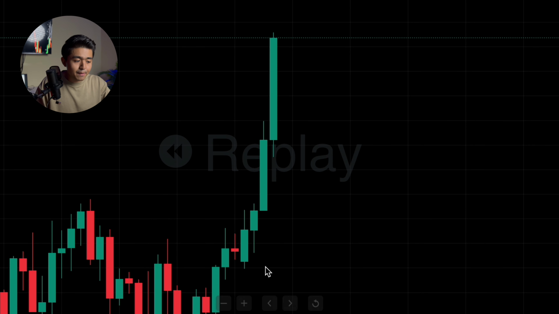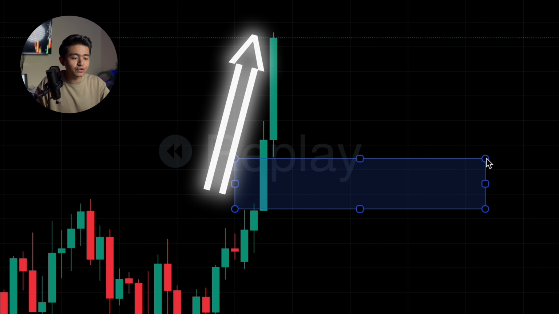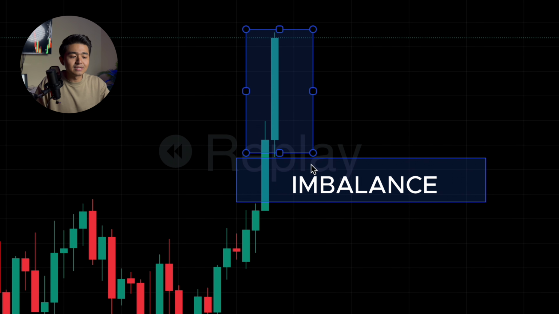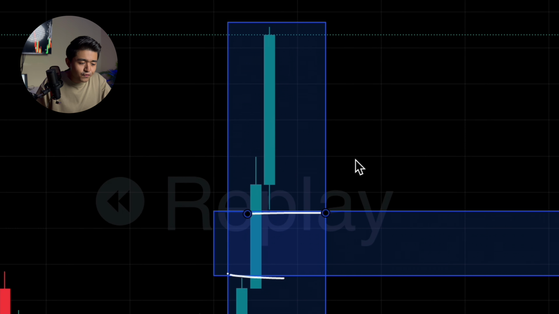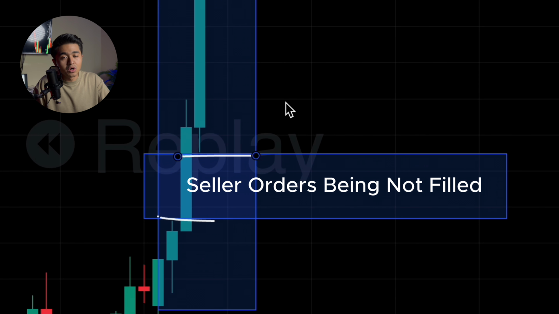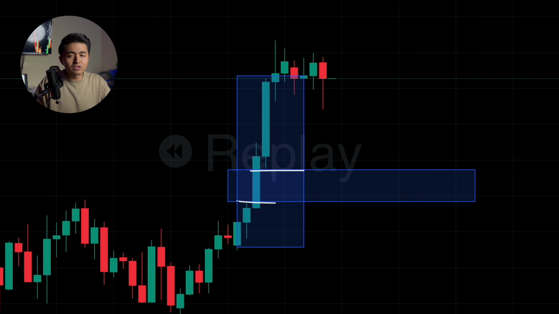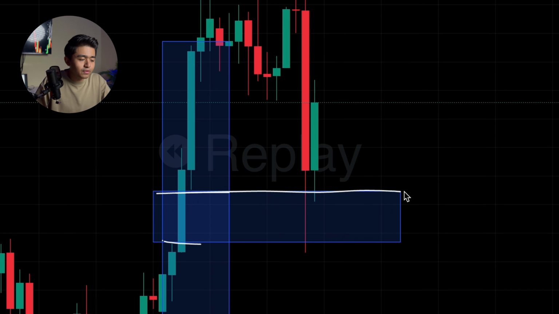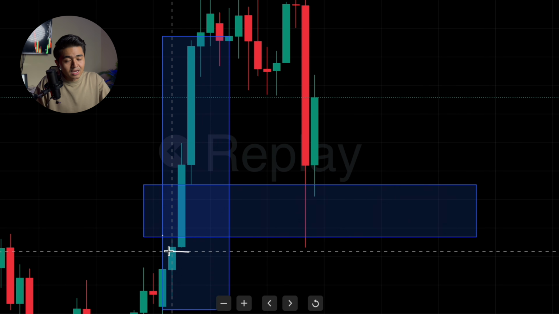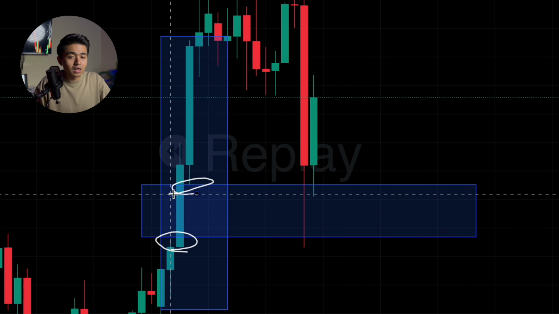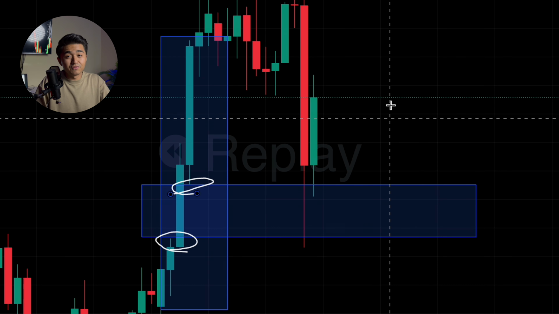A fair value gap happens when price moves so fast it creates an imbalance. It's a 3 candle pattern where the wick of candle 1 and the wick of candle 3 don't touch. Think of it as a liquidity void. Price moves so fast that sellers didn't get a chance to participate. Naturally, the market wants to return to this zone to fill those orders. You mark it by connecting the previous candle's high to the following candle's low. Simple, right? But if you have traded these for more than a day, you know they don't work 100%.